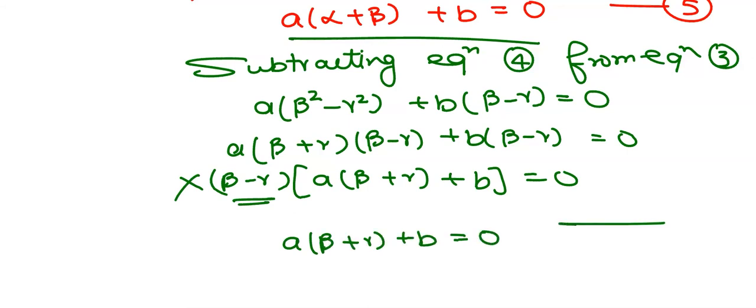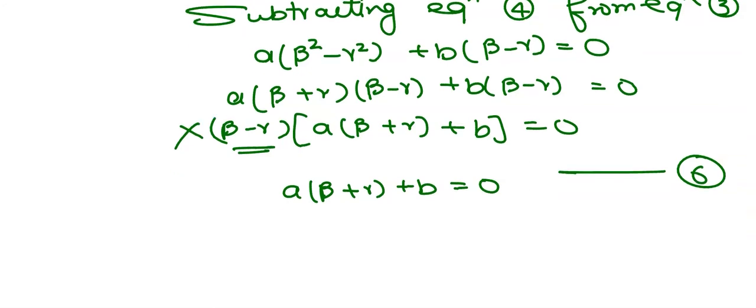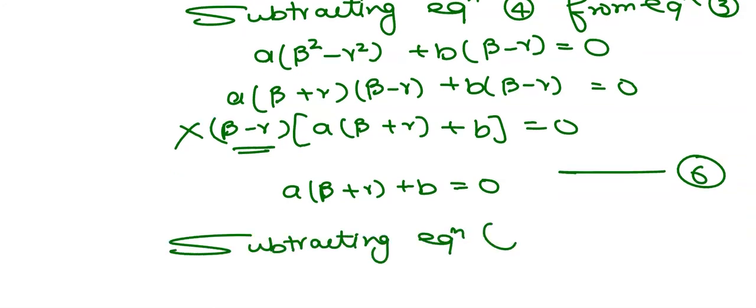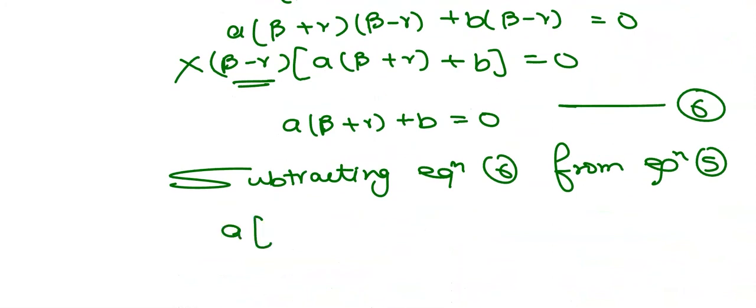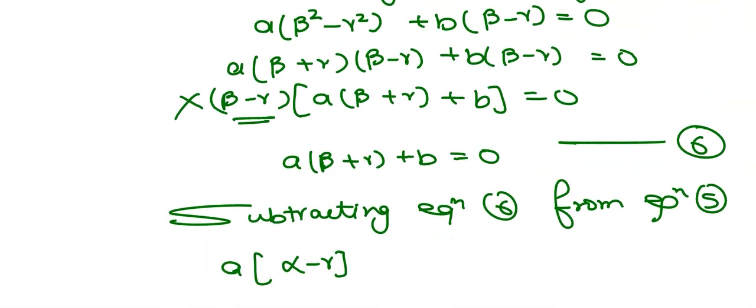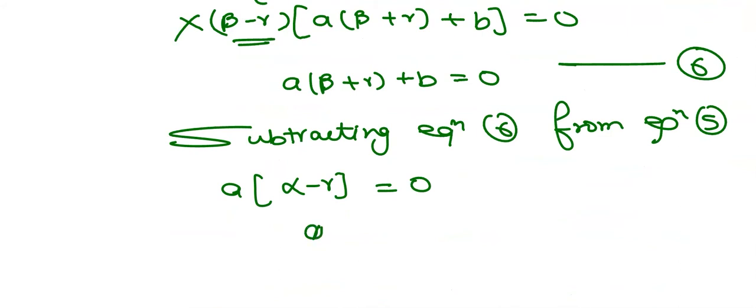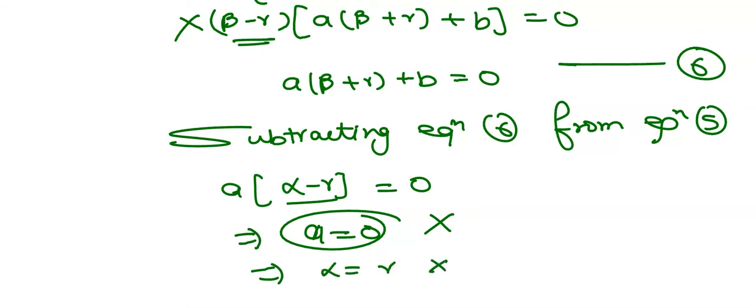Now next, that is equation number 6. So subtracting equation 6 from equation 5, what are we getting here? By taking a as common, a(alpha minus gamma), and b is cancelled out, and that is equal to 0. That is a equal to 0 or alpha equal to gamma, which is not possible. This implies a equal to 0 or alpha equal to gamma, which is also not possible.